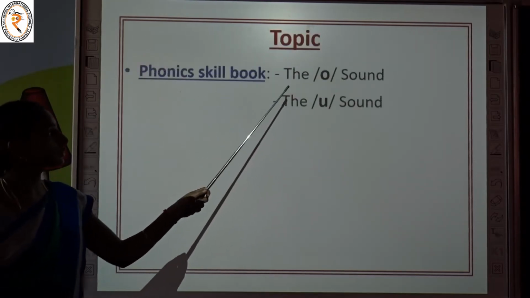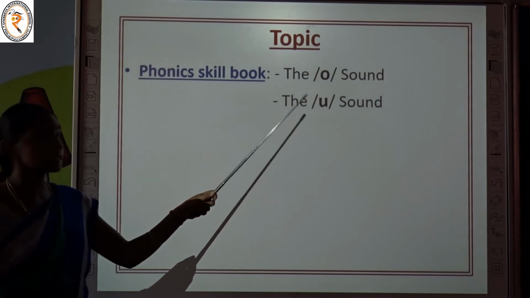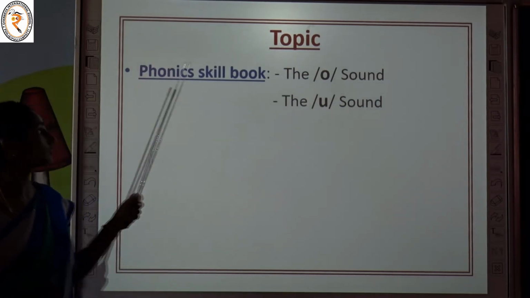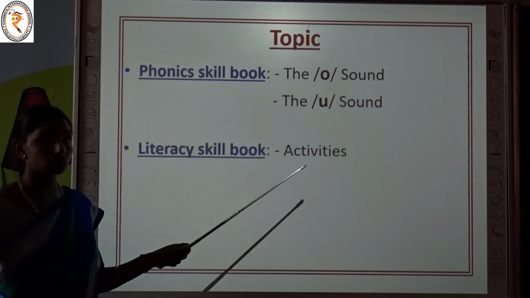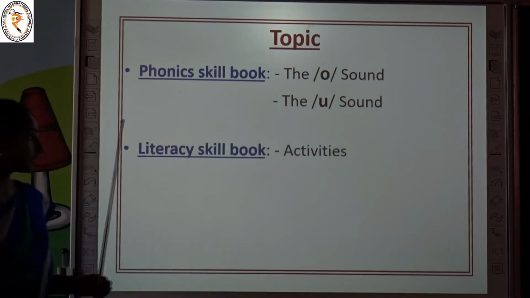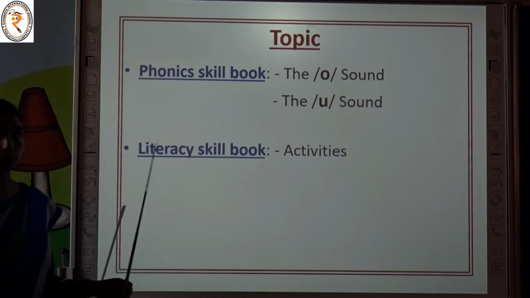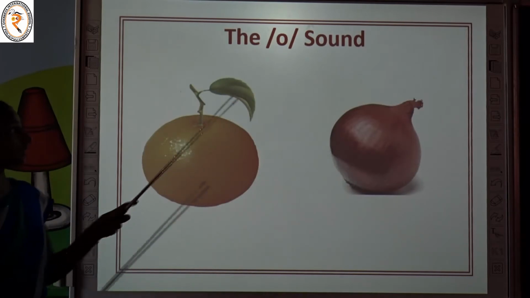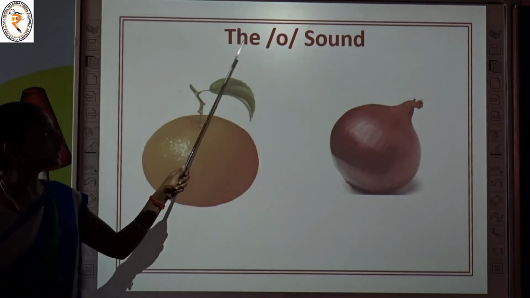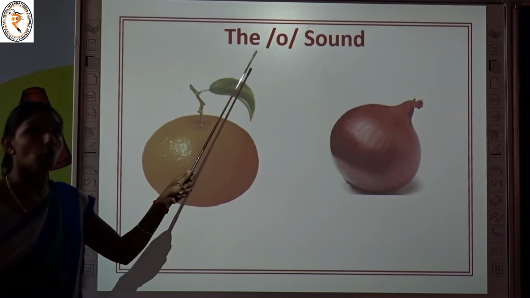Today in class we are going to learn the sounds of the letters O and U from your phonics skill book, children. After that we have to do some activities from your literacy skill book. Are you clear? Yes. Let's move on to the topic now. First we are going to learn the sound of the letter O.